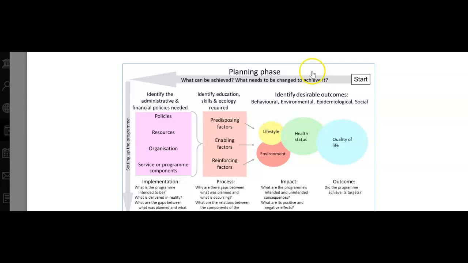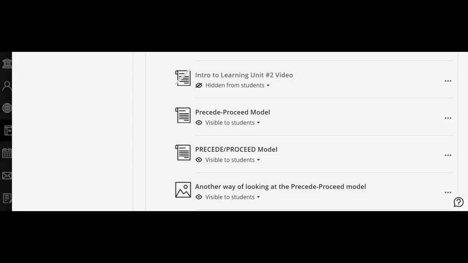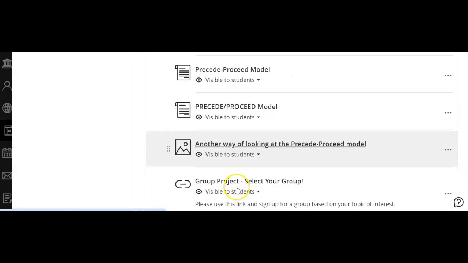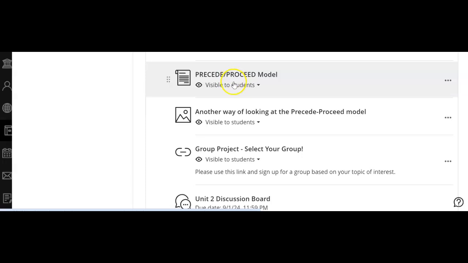Did it meet the targets? What could I do differently? What happened? Were there positive and negative effects? Are there things that I didn't go over in this health promotion program that were needed? It all makes sense as you move along a little bit further. So this is what you're going to be looking at along with readings. And that video will really help you with your precede-proceed model.